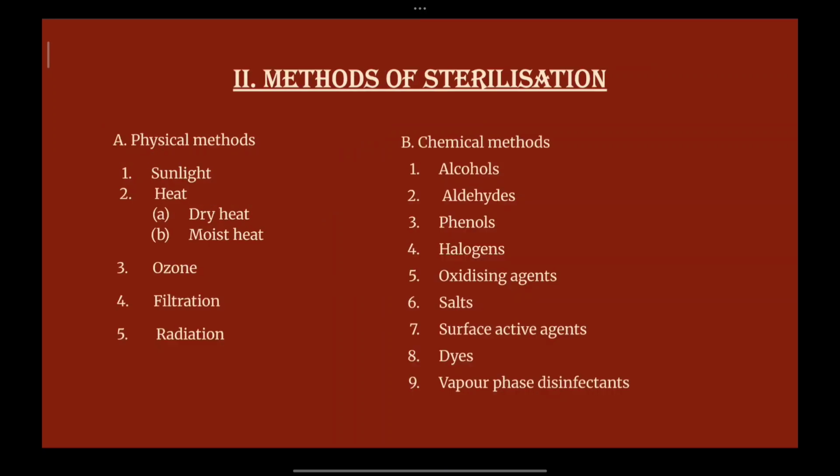The methods of sterilization, like I told in the previous video, we have covered sunlight, and under dry heat we have covered UV, red heat, flaming, incineration, as well as the hot air oven, the temperature that is used in dry heat. The principle of it is also covered in the previous video. In today's video, we'll be studying moist heat, ozone, filtration, radiation. About chemical methods, a small introduction will also be dealt with in this video.